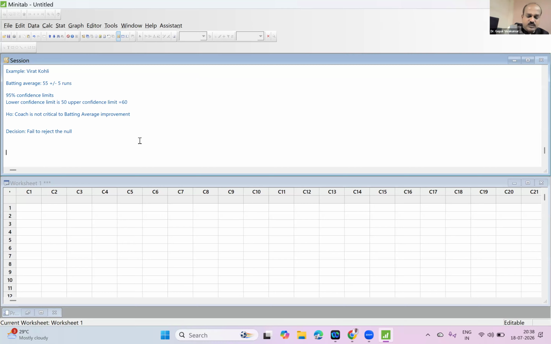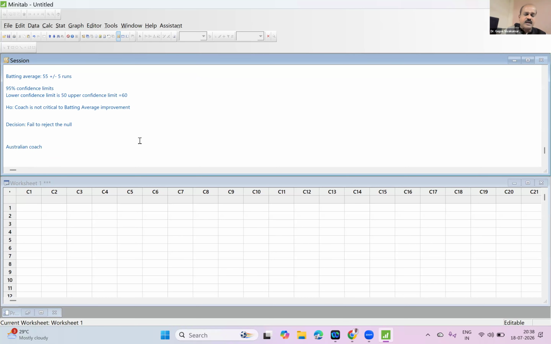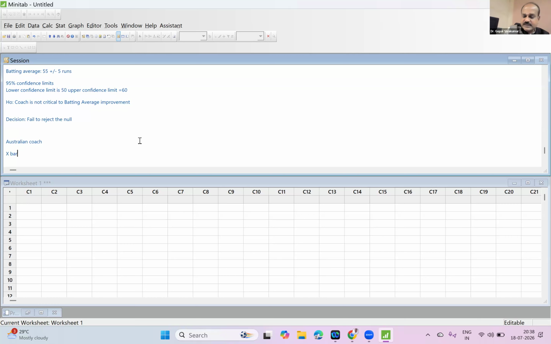So let's say they now tried another coach, an Australian coach, who also gave some kind of coaching. And then Kohli is playing another tournament, and now his new batting average is X bar. X bar is nothing but the batting average. And what is the upper confidence limit? We earlier know it is 60. Now Kohli has played another tournament and his batting average is found to be 68.5. It's not 56.5, now it is 68.5.